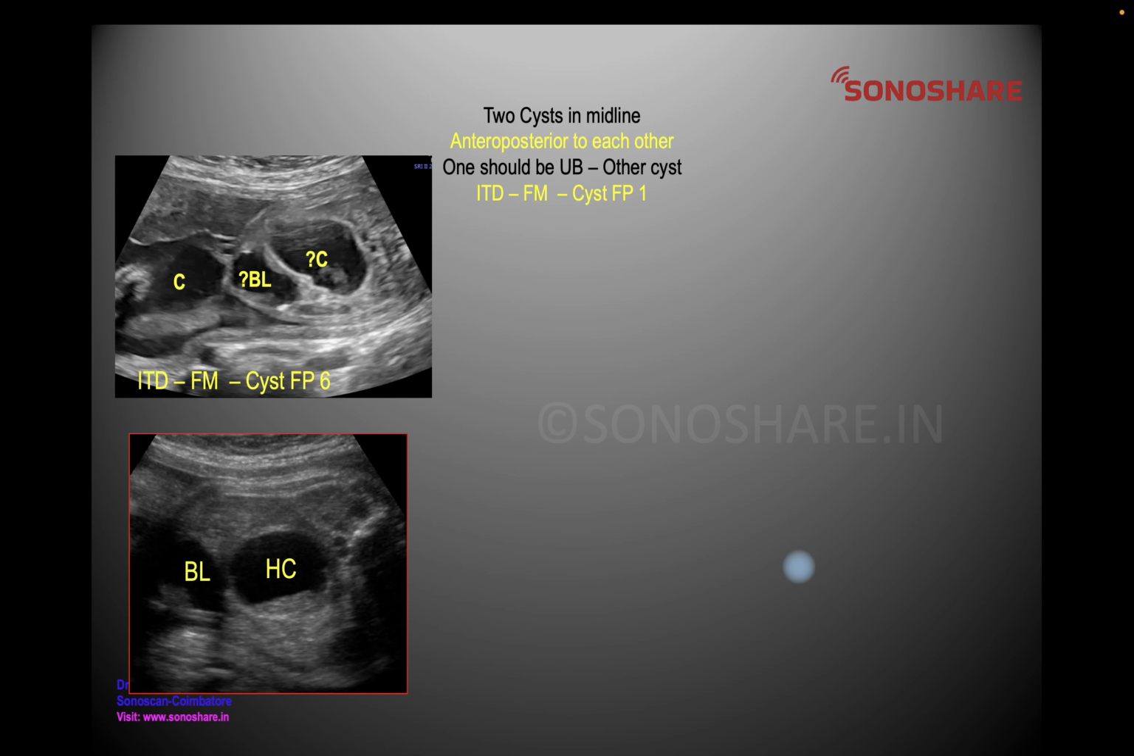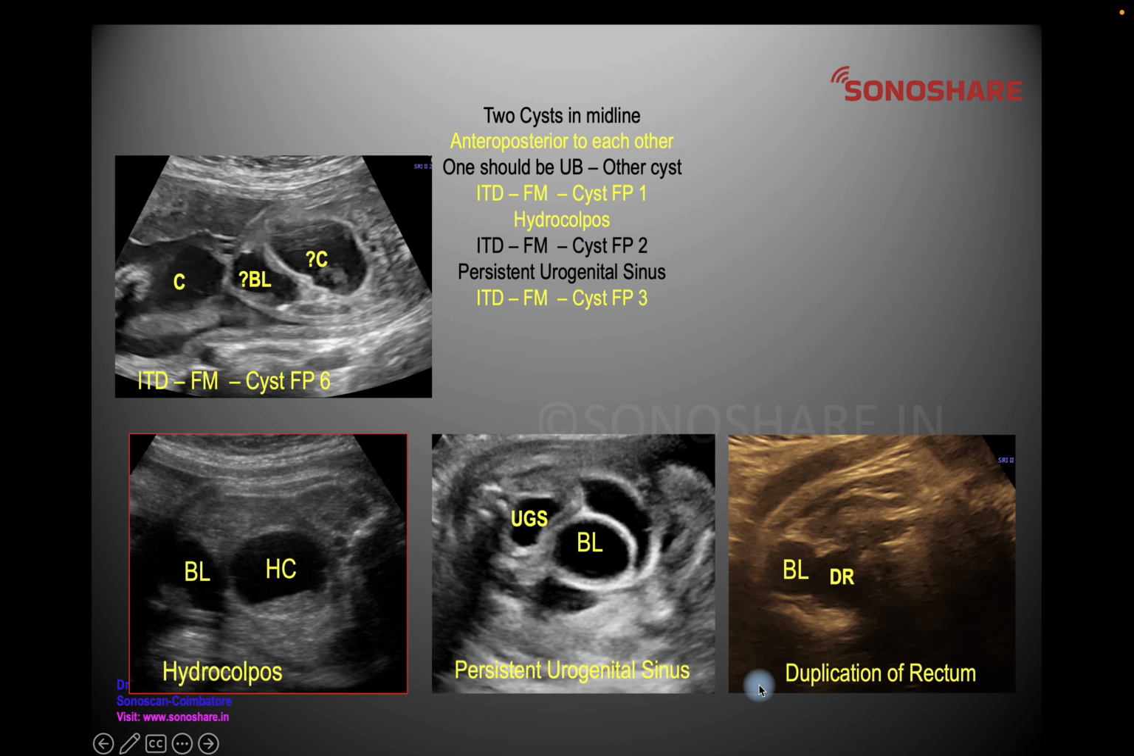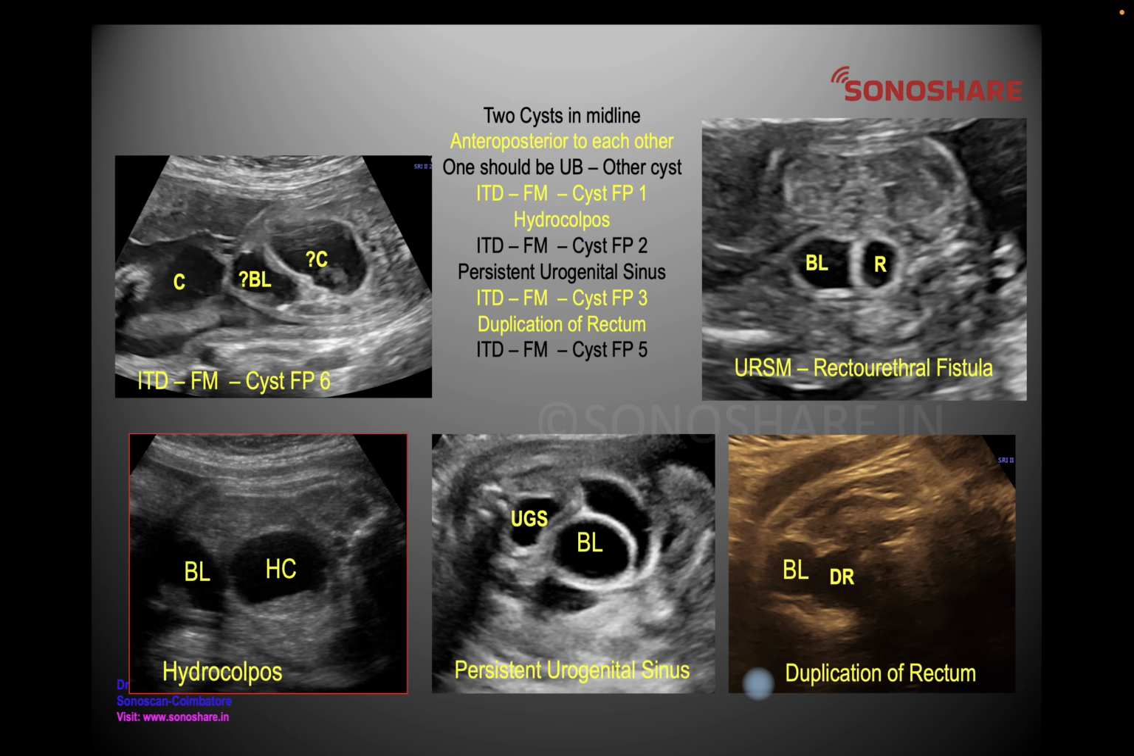So we have seen many cases of cyst in the fetal pelvis as image to diagnosis. In the first, this one turned out to be hydrocolpos, and the second turned out to be persistent urogenital sinus, and the third was duplication of rectum, and the fourth, I mean, fetal pelvis, the fifth image to diagnosis was URSM sequence with a rectourethral fistula.